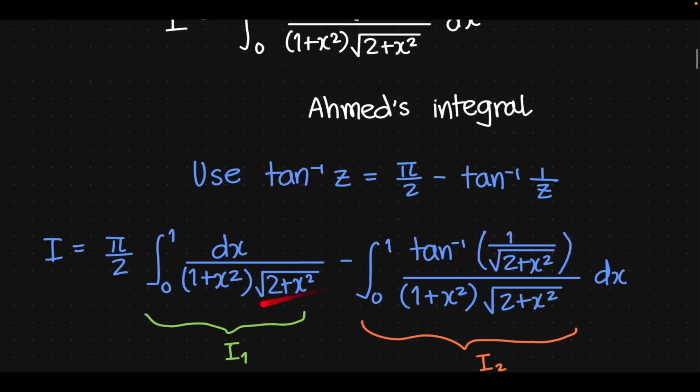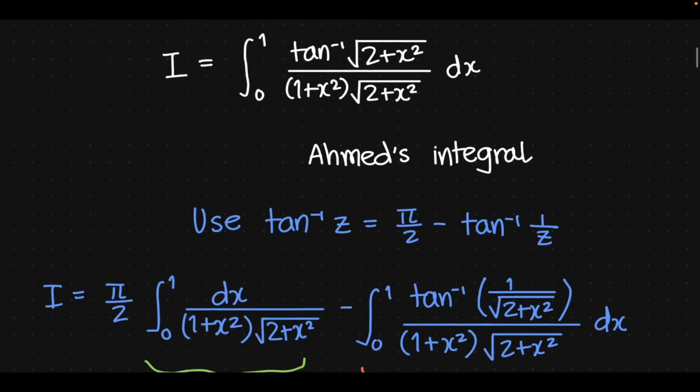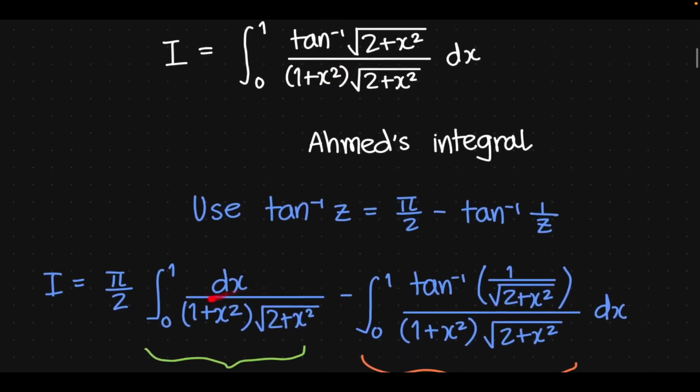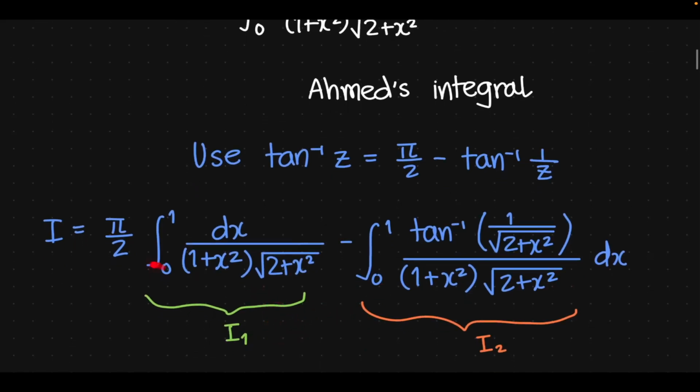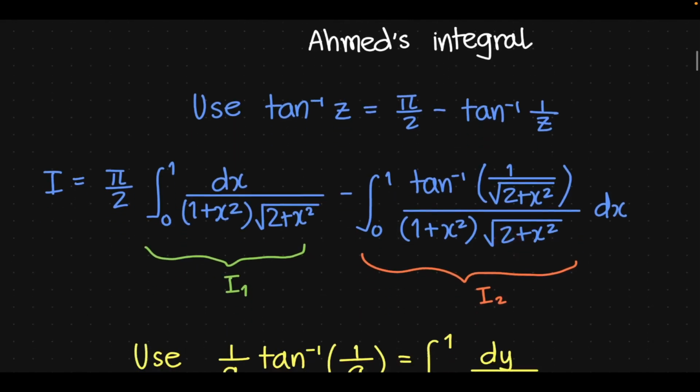Then using this identity in the inverse tangent in the numerator, we get I to be pi over 2 times the integral from 0 to 1 of dx over 1 plus x squared times the square root of 2 plus x squared, minus the integral from 0 to 1 of tan inverse of 1 over the square root of 2 plus x squared, over 1 plus x squared times the square root of 2 plus x squared, dx. Call the first quantity, which is different from this prefactor, I1, and the second integral I2. I1 is quite straightforward actually, so we will do this in the end. We will do the hard bit first.